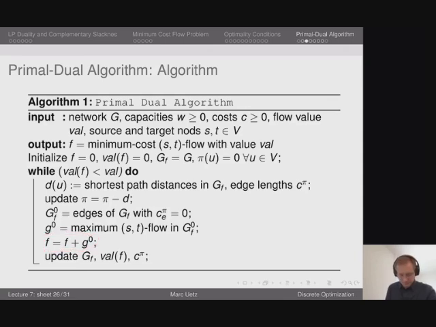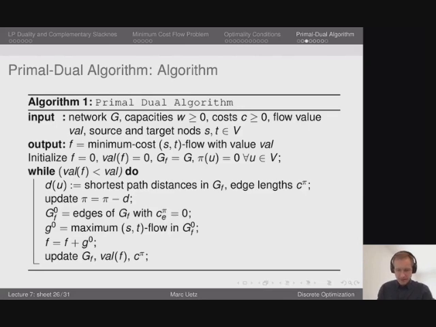Okay. And afterwards, we have to update the residual graph, the current value that we have, and also the reduced costs. And this works because when we add this flow, or when we compute this maximum flow in the subnetwork only consisting of edges with 0 reduced costs, in some sense we are not touching the optimality conditions. So the new flow will still be optimal because it will still fulfill the complementary slackness optimality condition.